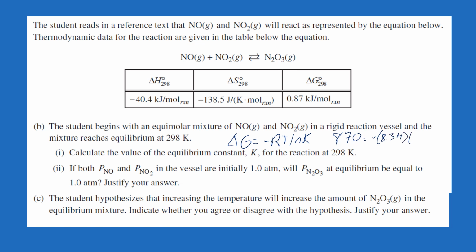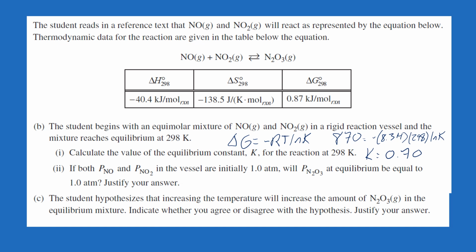Temperature is 298. And then ln K. Do 870 divided by negative 8.34 divided by 298. And then do e to that answer to get your value for K. And you get that K is equal to 0.70. And there's no units for K because it's a ratio of products to reactants.